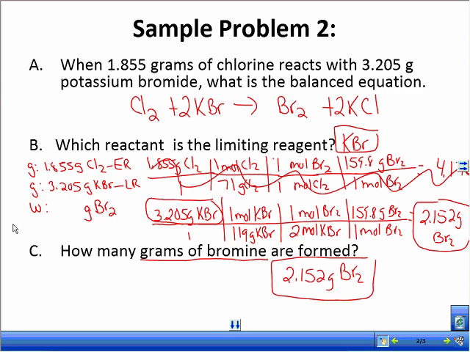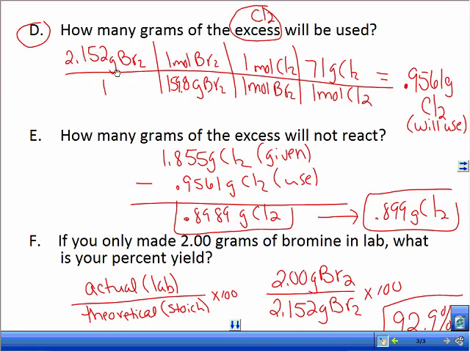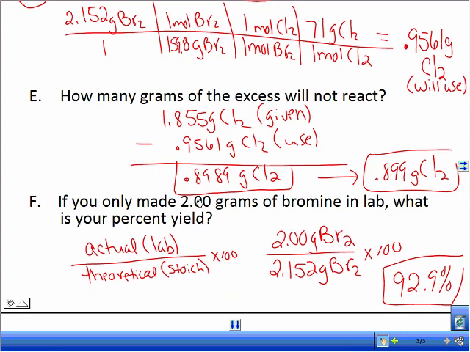Now to do the excess, you start with the amount you can make. You go this time to the excess reagent. That's going to tell you how much you're going to use. And then once you get that, you go back and start with your given information, subtract what you use, and that'll give you your excess. And then percent yield is your grams from lab divided by your stoichiometry. You will have already done your stoichiometry somewhere in that problem.